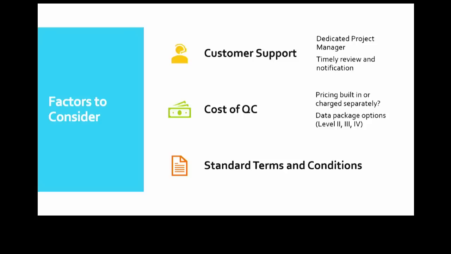And data package options are really important because Melissa talked about it. The level of data that you get back, depending on what the data is going to be used for, you may need that big set, the level 4. In other words, it's all the raw data. It's all of the documentation that's needed to demonstrate the reliability and validity of those analytical results. And lastly, with any kind of contract you enter into, you're going to want to be aware of the lab's standard terms and conditions.